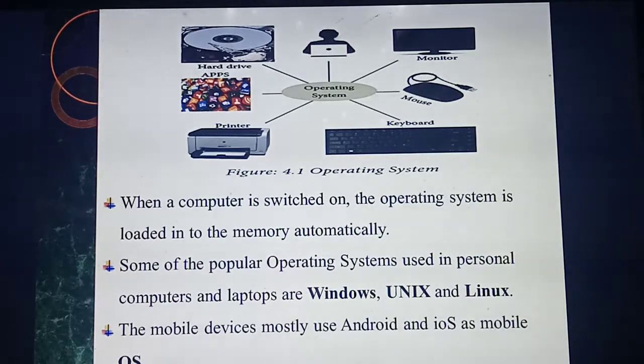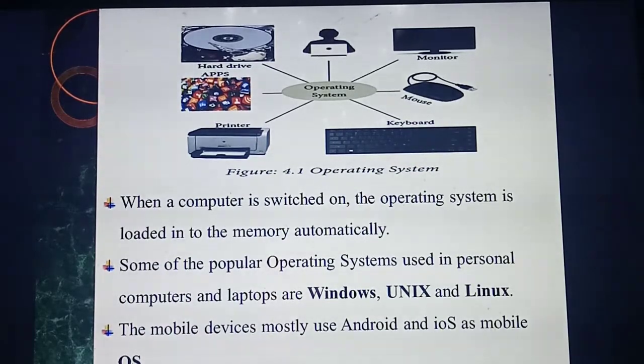In the picture, what are the things they have given? Hard disk or hard drive. Then monitor, an output device. Then mouse, keyboard, which are input devices, and printer, an output device. So all the devices are controlled by whom? This operating system.